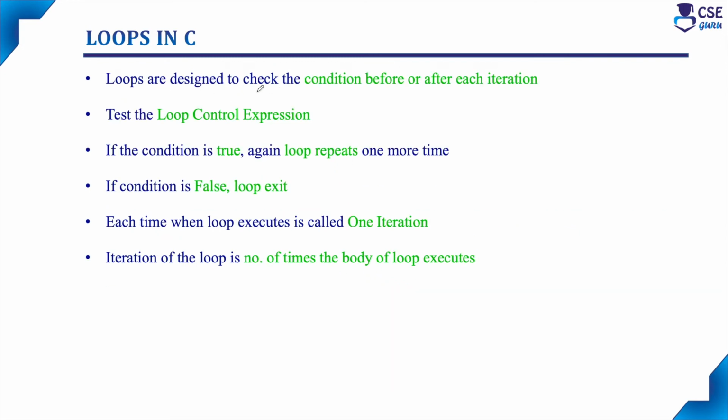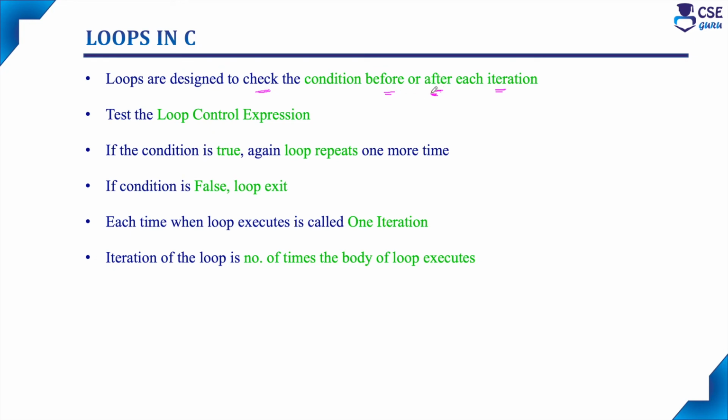So loops are designed to check the condition either before or after each iteration. An iteration is nothing but, if you are executing the block of code or set of statements once, it will be considered as one iteration. If you are executing that block of code twice, that will be considered as two iterations. So loops are designed to check the condition either before executing the block of code or after executing it. Based upon that, there are three looping constructs.